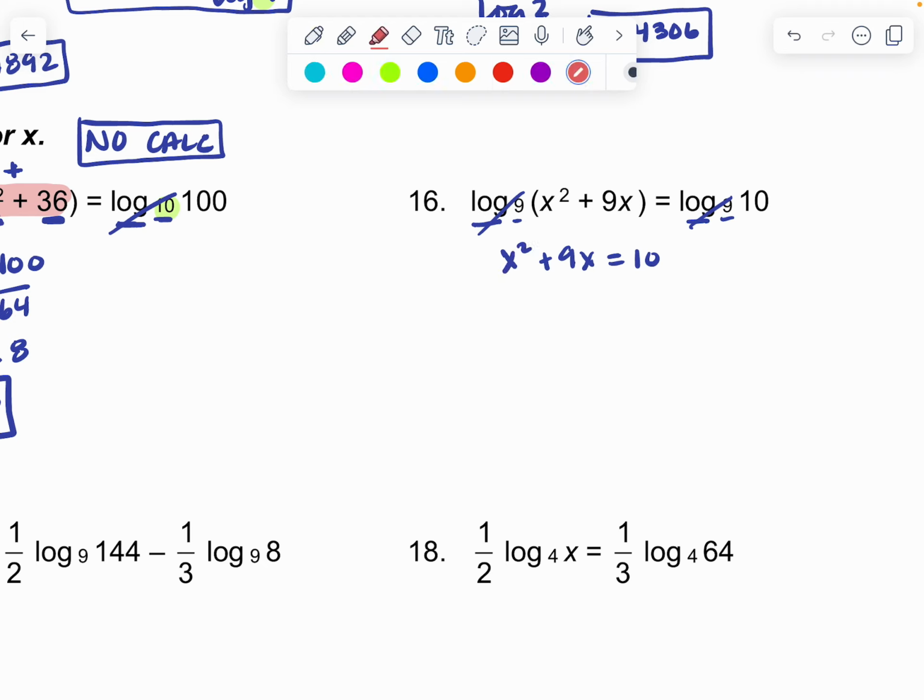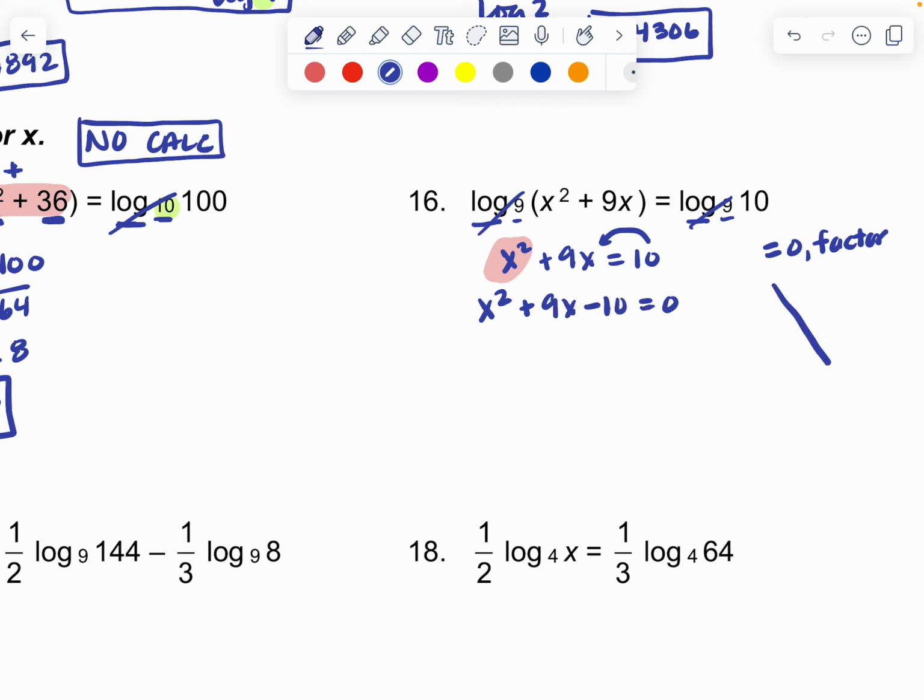Okay, let's try again. Any equation that has an x squared in it is called a quadratic equation, right? Now, the way that we solve quadratics is to make them equal 0, and then we're going to factor. You cannot factor if it's not equal to 0. It's not going to work, okay? So how do I make this equal to 0? Well, let's subtract 10 from both sides. So I'm going to get x squared plus 9x minus 10 equals 0.